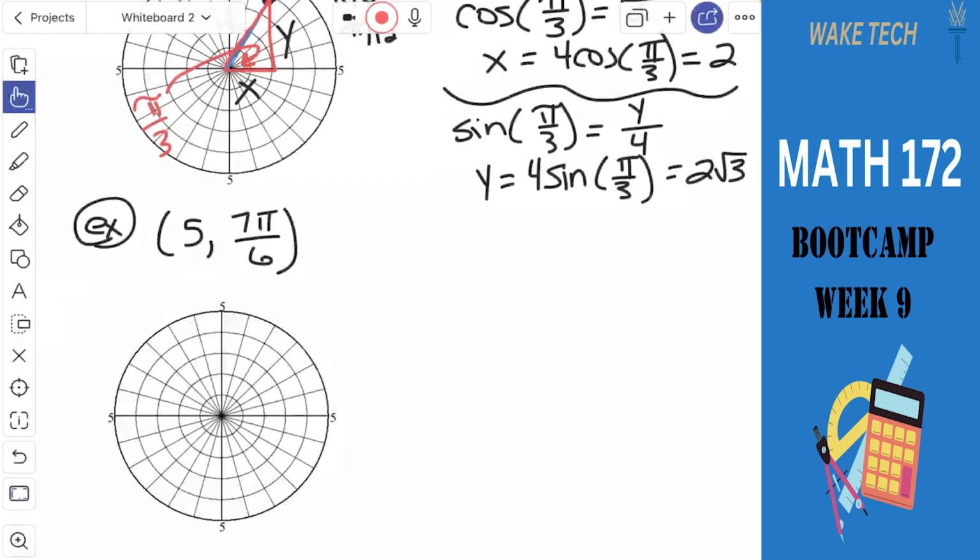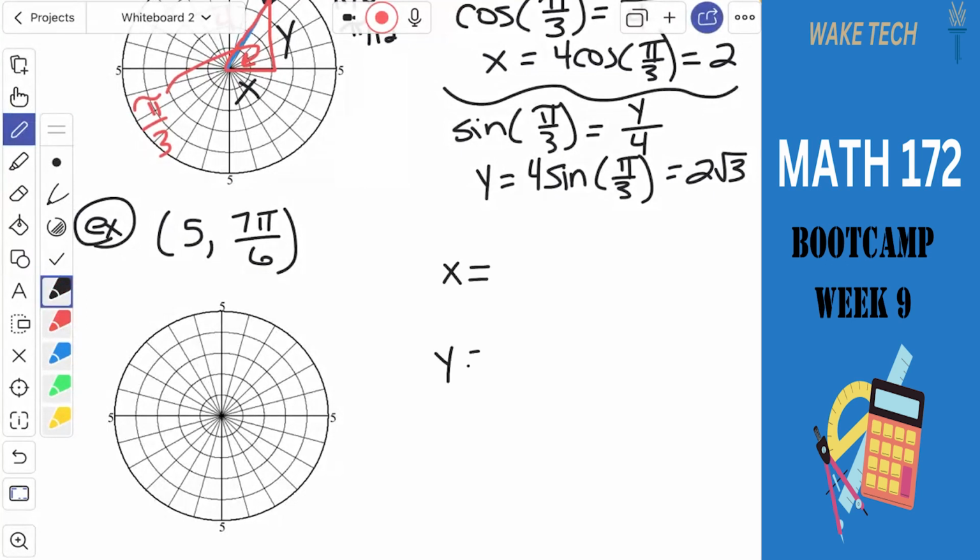But after we plot it, we're also going to figure out its corresponding point. We're going to convert it from polar coordinates to rectangular coordinates. So we'll figure out x and y. Those will be the three things we'll do: plot the point and then convert it.